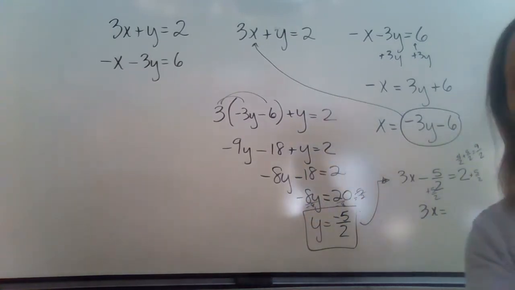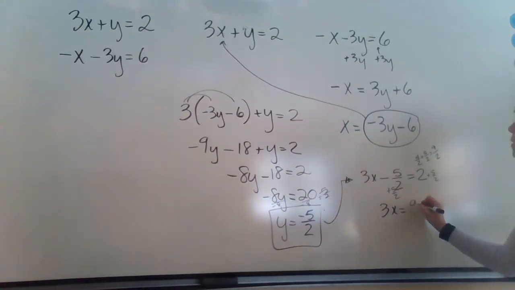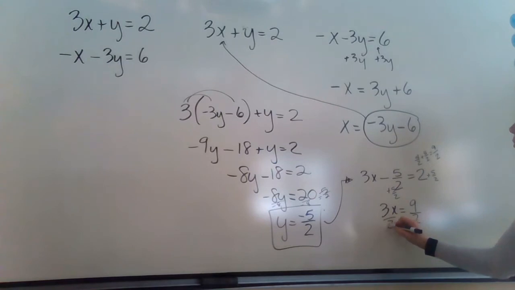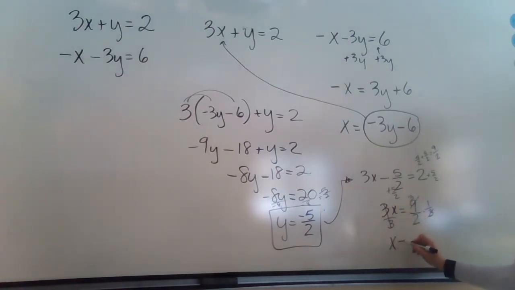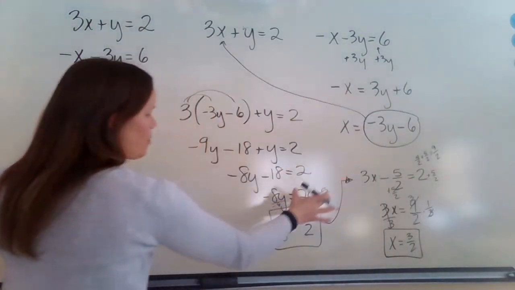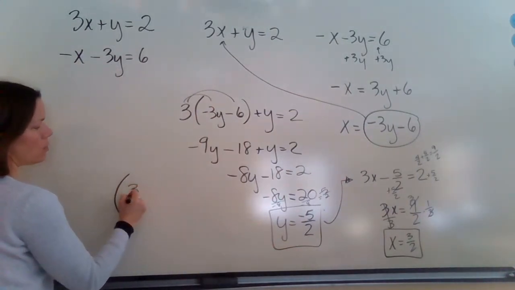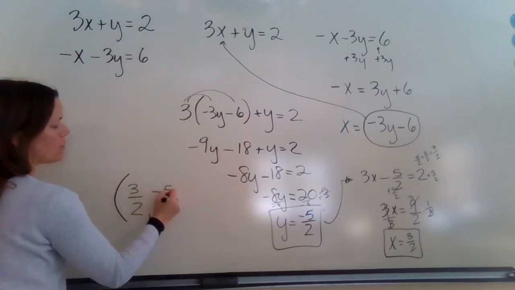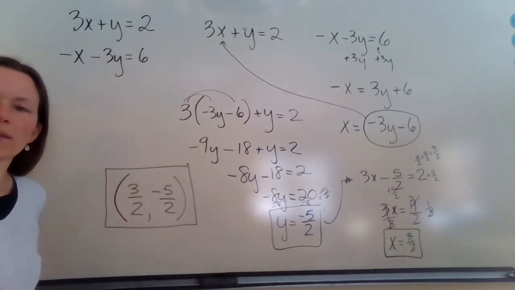Are you following me here? Can you see? So 3x equals 9 halves. Divide by 3, which is the same as times 1/3. So those cancel, and I have x equals 3 halves. If I come over to a solution that is a point, then x equals 3 halves and y equals negative 5 halves. And there is the solution to this system of equations.